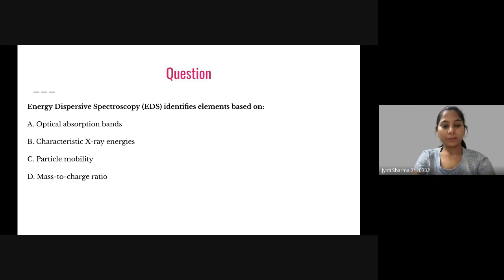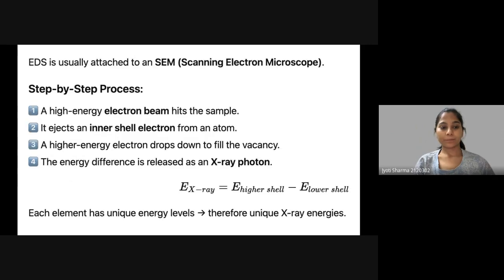Then we have another spectroscopy, energy dispersive spectroscopy, EDS. It identifies elements based on: optical absorption band, characteristic X-ray energies, particle mobility, mass to charge ratio. Yeah. So if we are talking about energy, most of the time this is high energy radiation. So this is X-ray energy we are using to identify the elements. You can read about these things later.